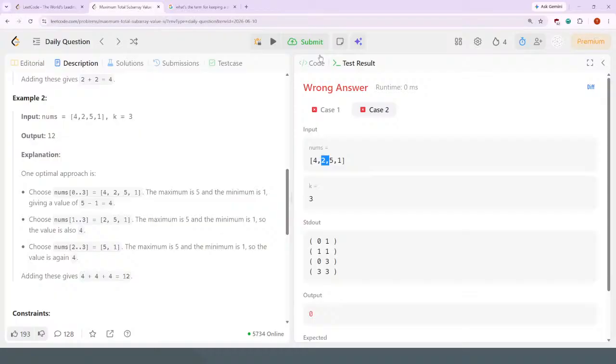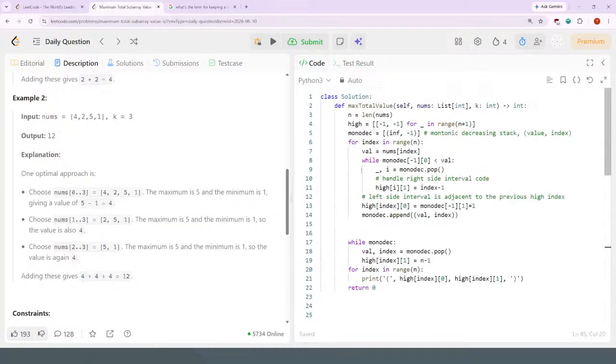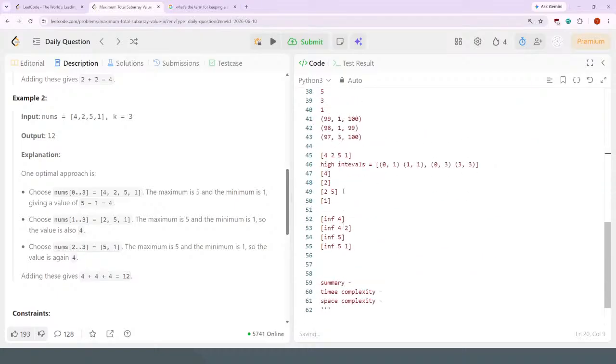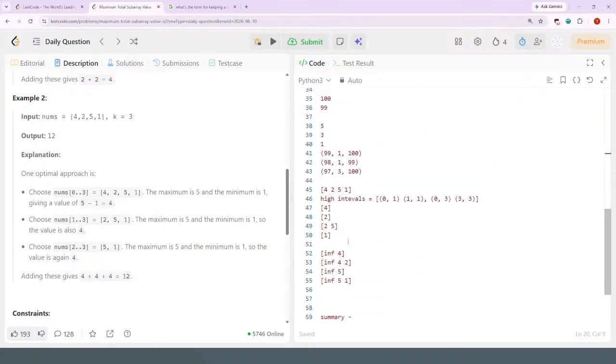Okay, so then I need to do the low one. I guess that one should probably be a monotonic increasing stack. Very similar. So let's go ahead and do a quick verification of how this should look. For 4251, if I do monotonic, I'm going to assume this should be monotonic increasing. So it probably should be like -infinity 4, -infinity 2, -infinity 2, 5, and then -infinity 1.